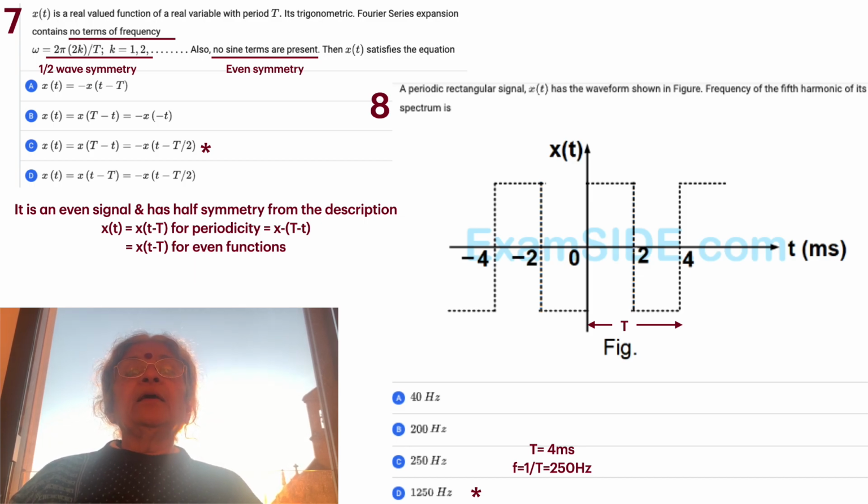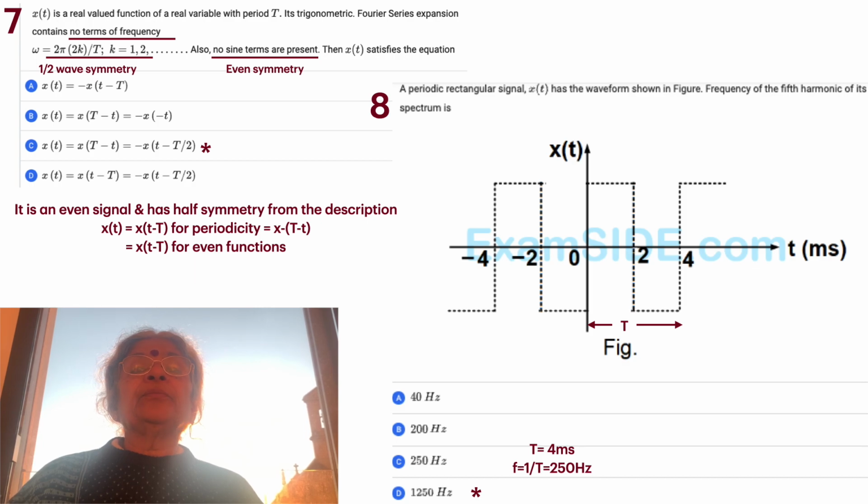Okay. So now it's very simple. You can see that then x(t) satisfies the following equation. For one thing, it's periodic. Otherwise, it won't have a Fourier series expansion. So x(t) is equal to x(t minus T) with the minus sign taken out, which means that it's, no, that's not true. That's not true because it is even symmetry here. It should have been x(t) equal to x(t minus T) for even symmetry. So that's excluded. That is, A is excluded.